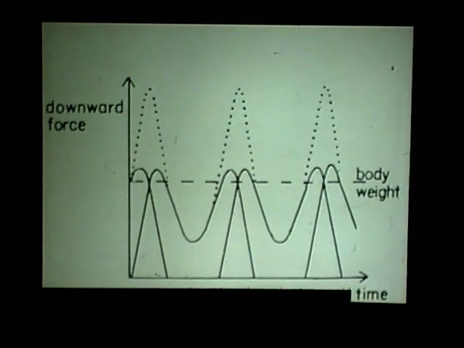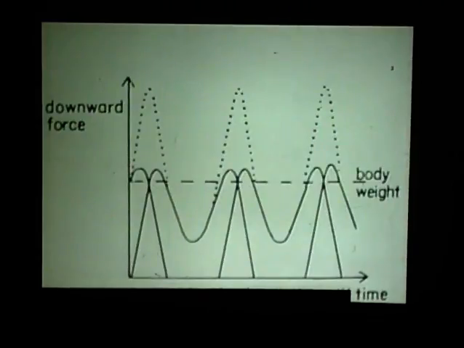Here we've got a graph showing schematically the forces that act on the ground when you walk. First of all, you put your left foot down on the ground and the force rises and falls, rises and falls. You've got a two-humped pattern of force. Then, before the left foot rises, the right foot comes down, and again you get a two-humped pattern of force.